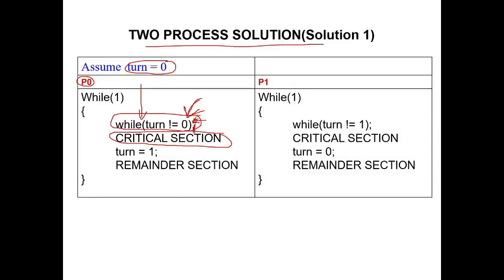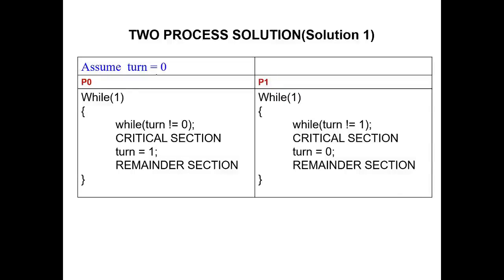It is an infinite loop: if this condition is true, it is going to trap that process. You can also see that this loop has no loop body. If this condition is false, it will come out of the loop and enter into the critical section. This is just a condition. When the condition is false, it will just come out of the loop and enter into the critical section. If the condition is true, it is going to trap that process.